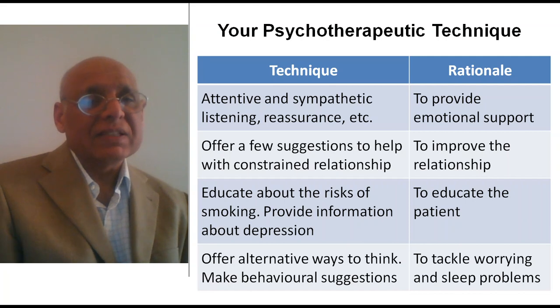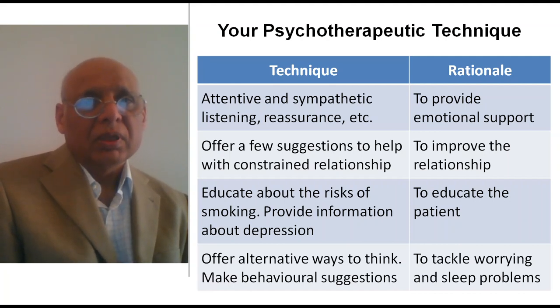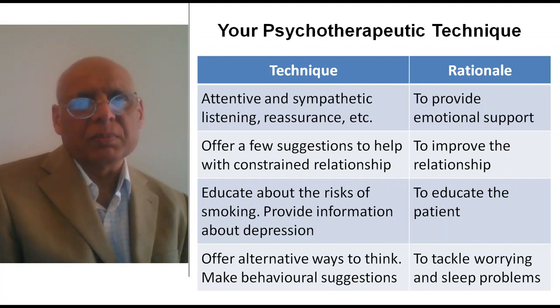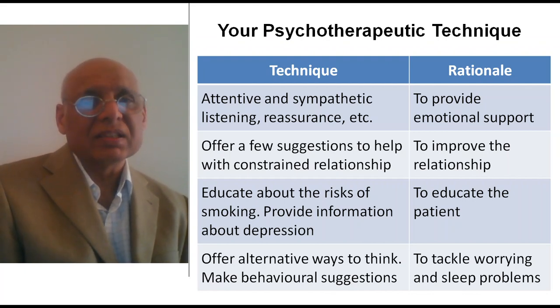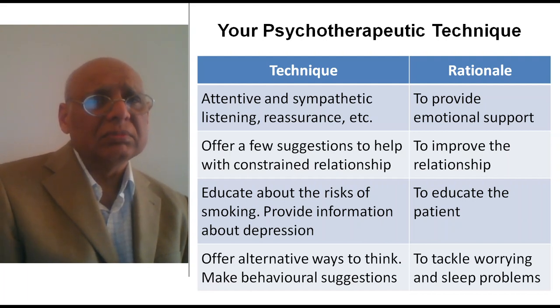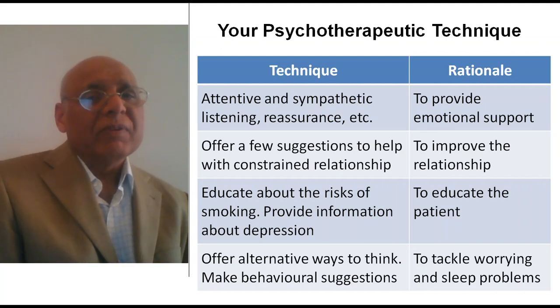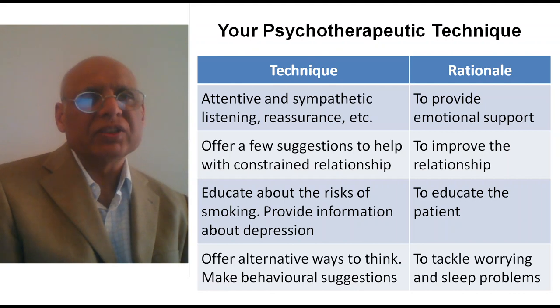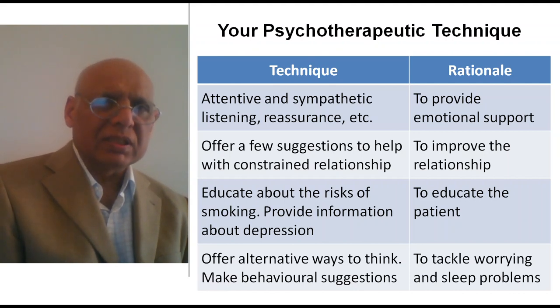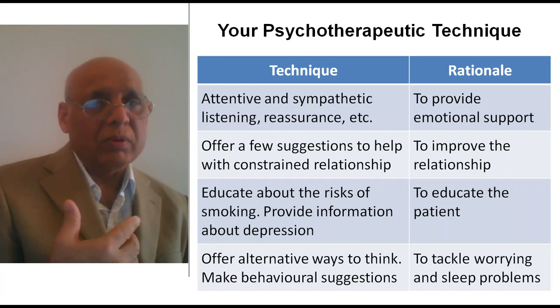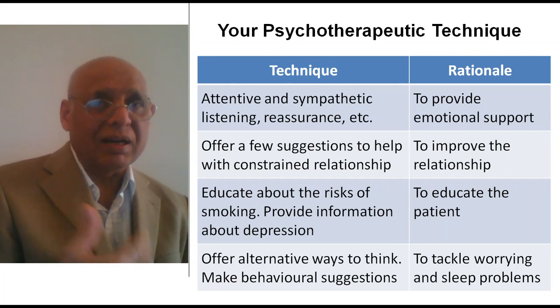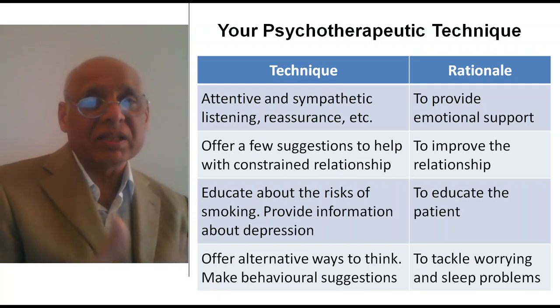So you offer him attentive and sympathetic listening. You reassure him. You try to support him. You try to support his healthy defense mechanisms, his healthy behaviors, and you're just trying to uplift him out of depression. The rationale is that you want to provide him emotional support. You offer him a few suggestions to help with his strained relationships with his older brother and with his father. And here again, your rationale is that you want to improve the relationship and reduce the stress that it is causing Raj, and hopefully that will help with his depression as well.